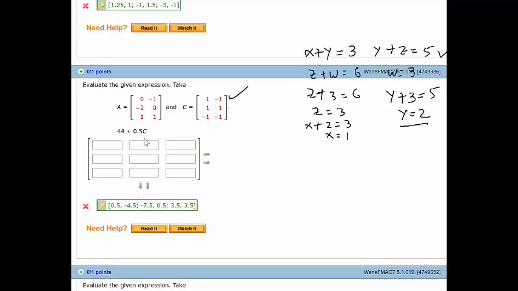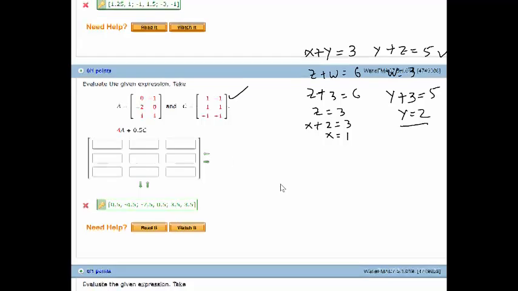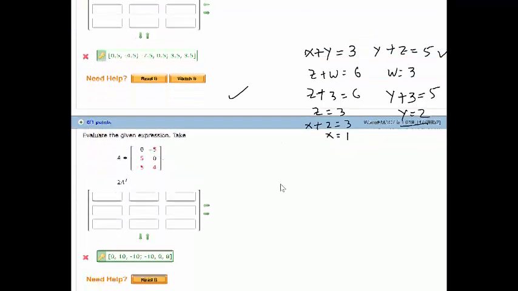Now when you have 4A plus 0.5C, this is called matrix addition with scalar multiplication, isn't it? So the meaning of 4A is we multiply all these entries by 4, and all the entries here we multiply by 0.5, and after that we add. Okay, so you can see all very straightforward.